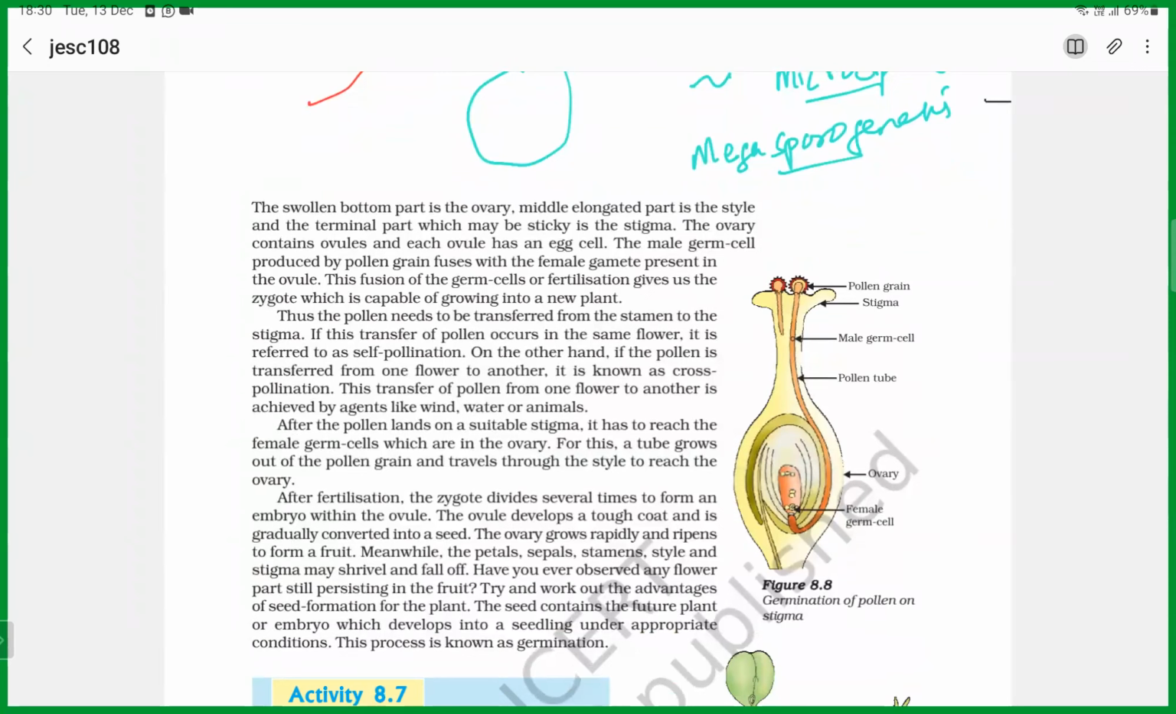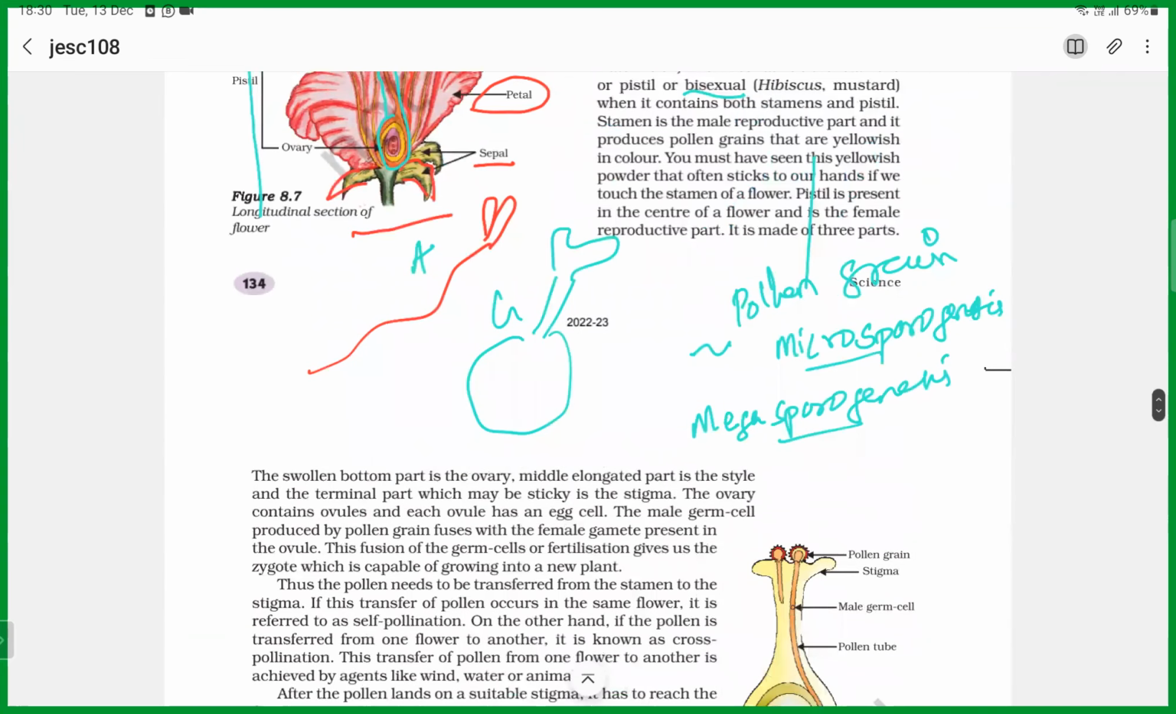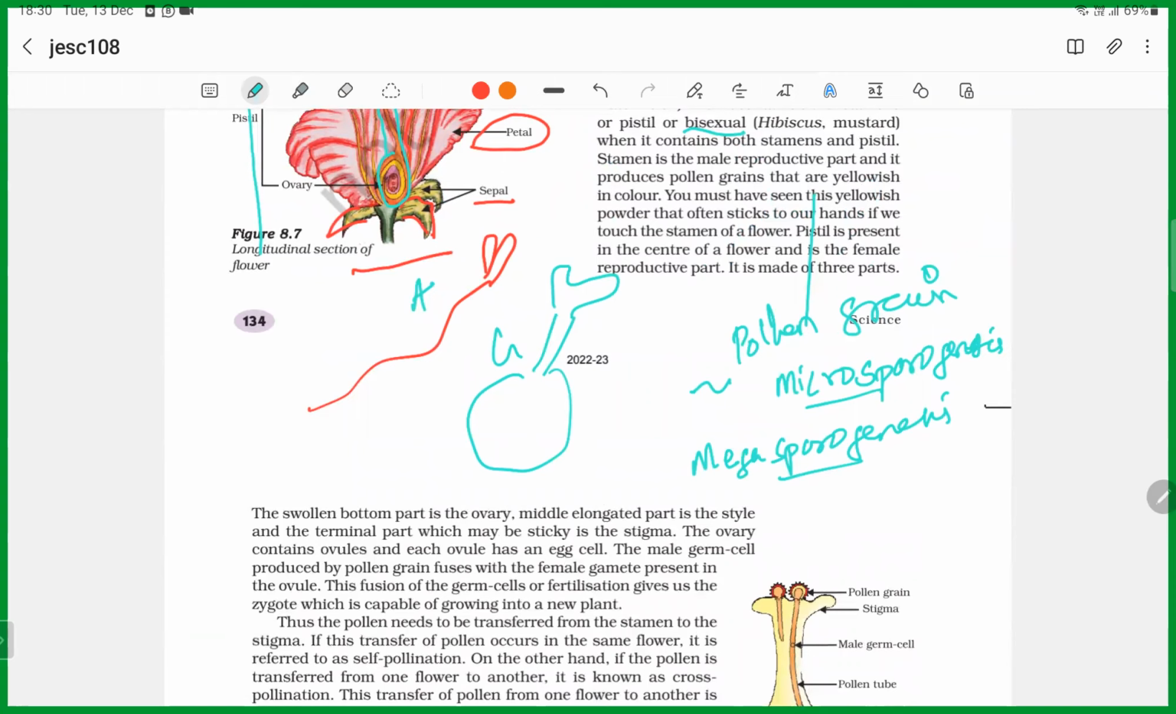Now, as we discussed in our theory classes, do you remember phases of reproduction and events of reproduction? Phases: juvenile phase, reproductive phase, senescent phase. Very good. Events of reproduction: pre-fertilization, fertilization, post-fertilization.